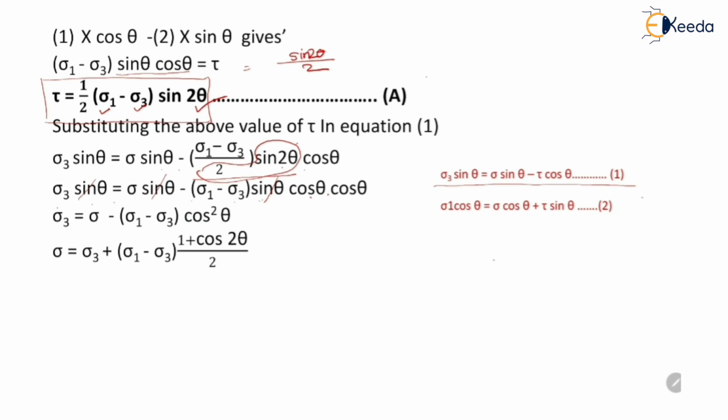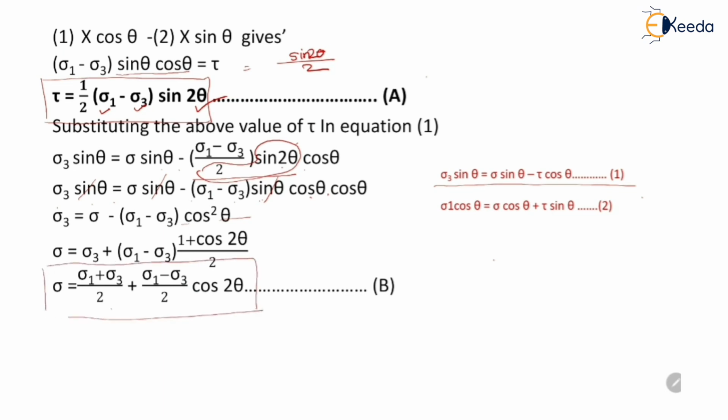So sigma will be equal to sigma 3 plus sigma 1 minus sigma 3, and here cos square theta is replaced by 1 plus cos 2 theta divided by 2. So by further simplifying, we will get sigma equal to sigma 1 plus sigma 3 divided by 2 plus sigma 1 minus sigma 3 divided by 2 into cos 2 theta. So this is the equation to determine the normal stress.